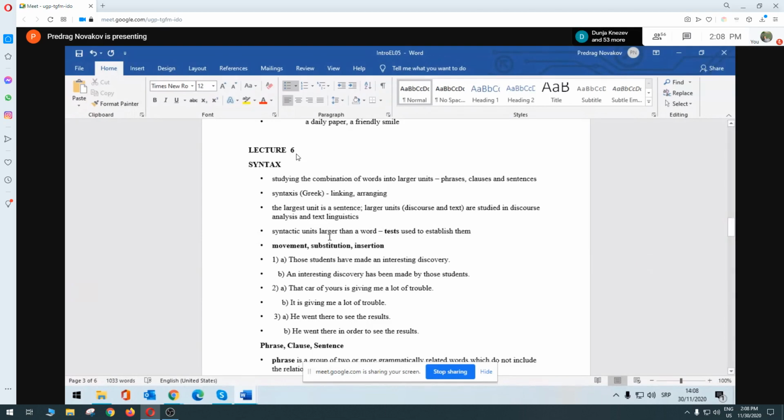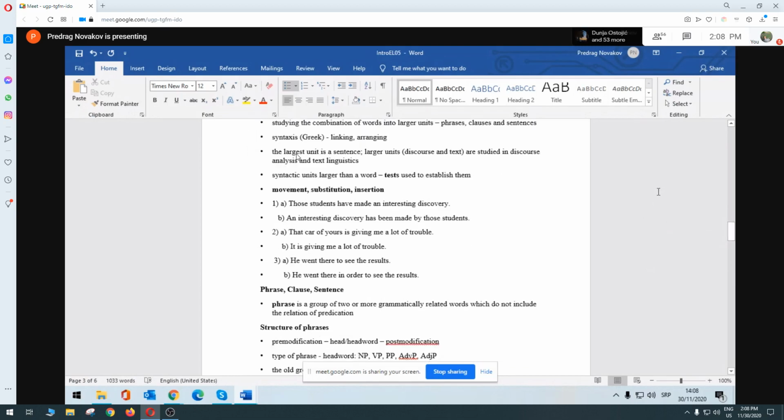So we have units larger than the word, and now we need some tests perhaps to establish them, okay? Why tests? Well, when you study morphology, it's relatively easy to establish a word. You know that a word is something usually, not always, but usually written between spaces. But if you want to establish larger units than a word, maybe you then may have a problem, okay? You need some criteria or tests to know that something is a phrase, okay? So that's why we have here tests to establish units.